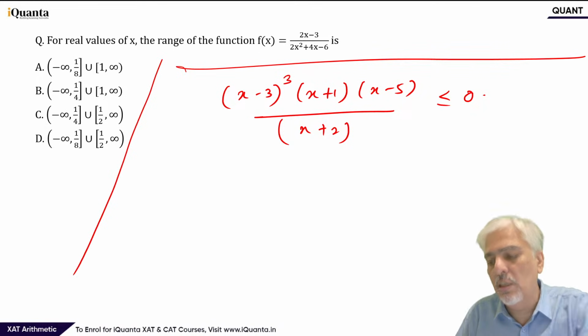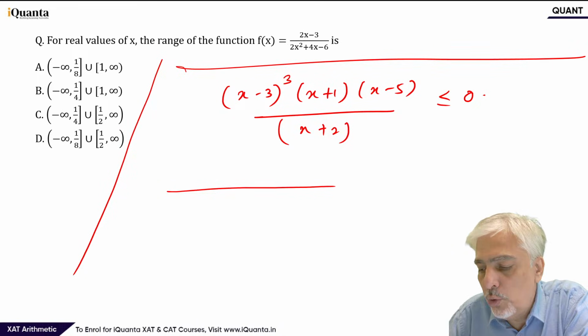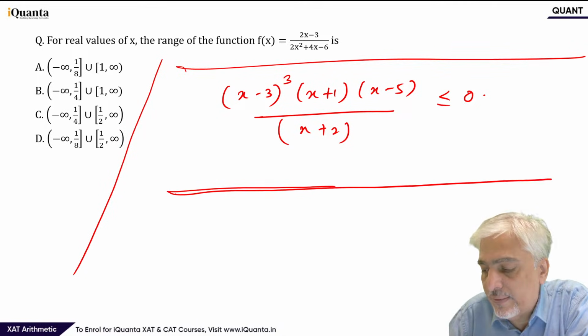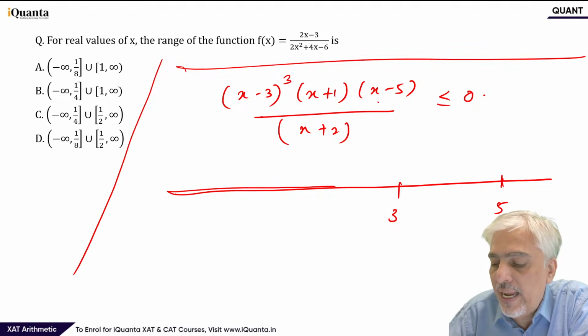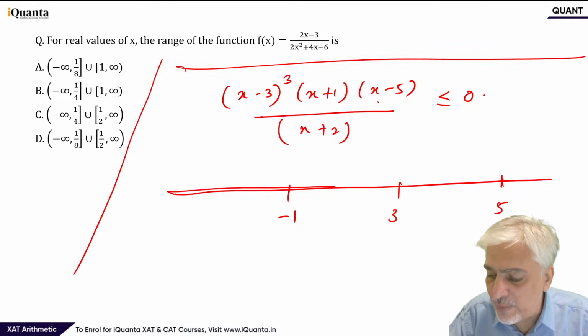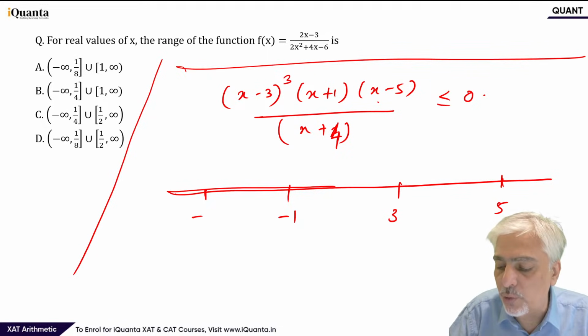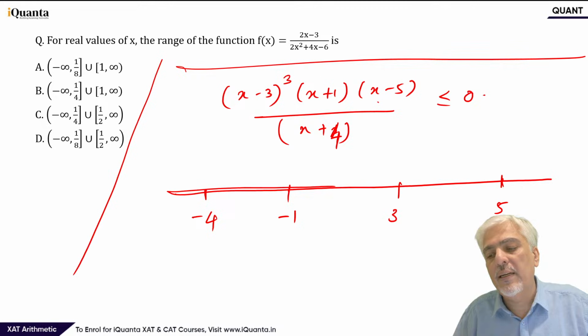Inequalities. So what we do is normalize the quants. So for x minus 5, you will plot 5 over here. For x minus 3 you will plot 3 over here. For x plus 1 you will plot minus 1. And the last one, let's make it x plus 4. For x plus 4 we will plot minus 4. Clear?